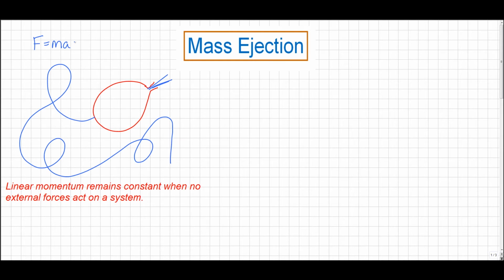The concept of conservation of linear momentum can be stated as: linear momentum remains constant when no external forces act on a system. Now, linear momentum is the product of mass and velocity, with velocity being a vector. So here m is equal to the mass and v is our velocity.